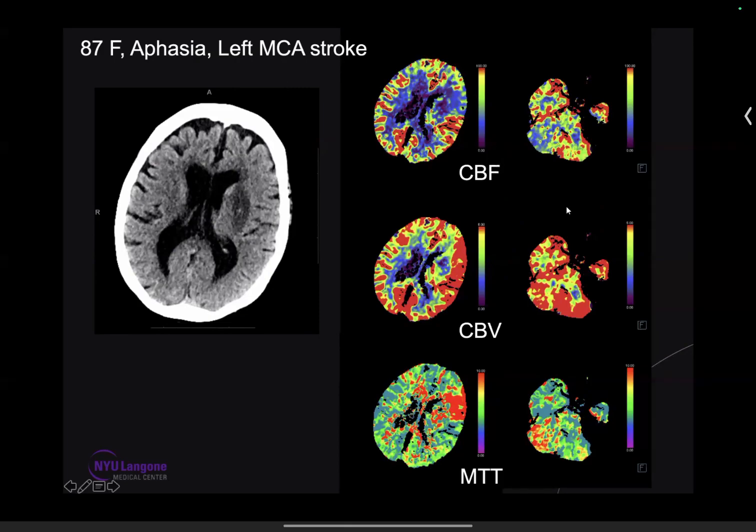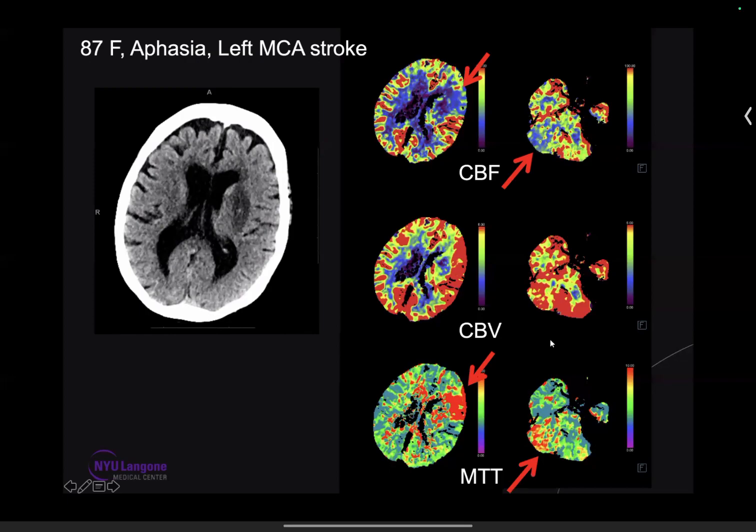Another case over here is the patient with acute left MCA stroke. Again, once you start seeing one case, you will start seeing more and more, right? This patient had a left MCA acute stroke. These are CBF, CBV maps. This patient was having an area of ischemia and increased mean transit time in the left frontal opercular region corresponding to this left MCA stroke.